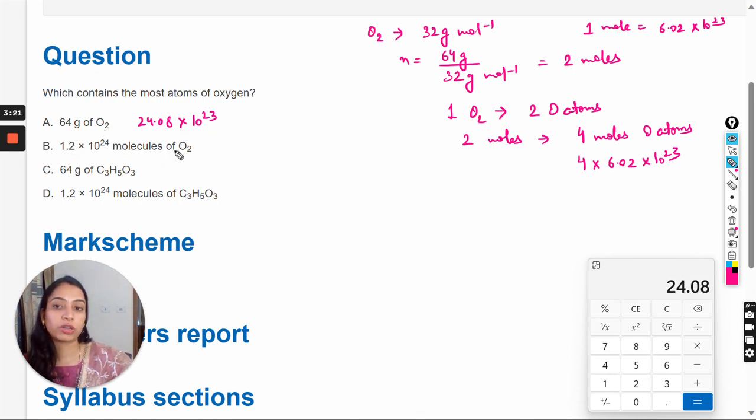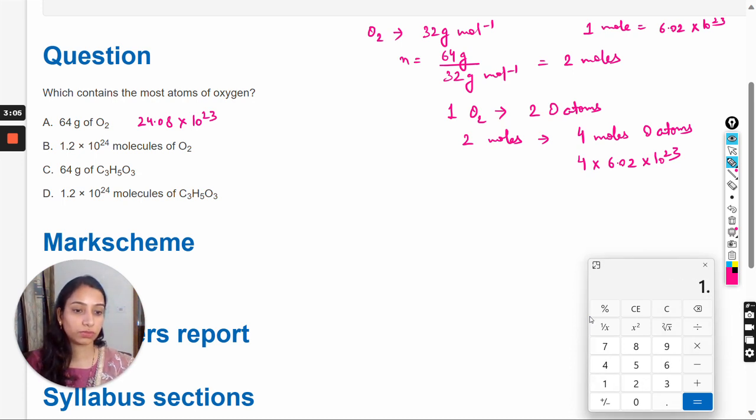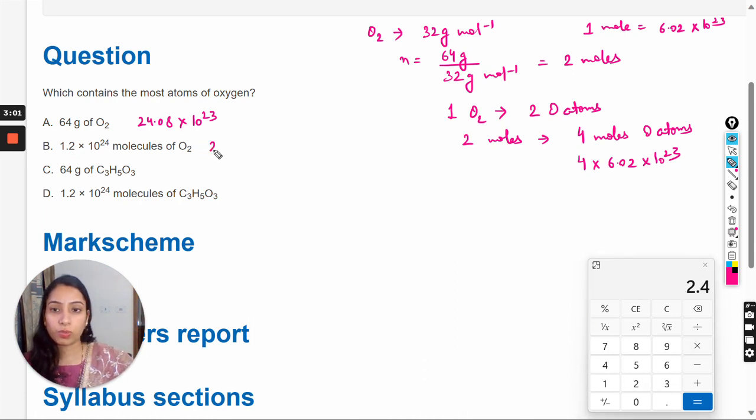Next is 1.2 into 10 raised to 24 molecules of oxygen gas. So one oxygen molecule contains 2 oxygen atoms, and this many molecules will contain double the oxygen atoms, which means 1.2 multiplied by 2, that is 2.4 into 10 raised to power 24 oxygen atoms.